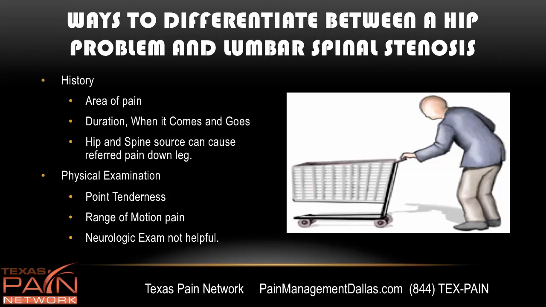So a history is very helpful: the area of the pain, the duration, when does it come, when does it go. Both the hip and the spine can cause referred pain down one's leg. On physical examination, if you have point tenderness over your hip joint and range of motion pain, that's more in line with the hip arthritis going on.